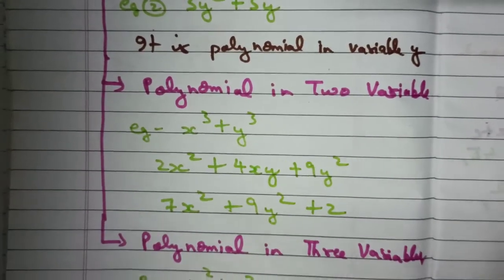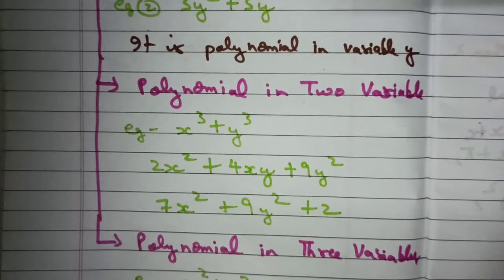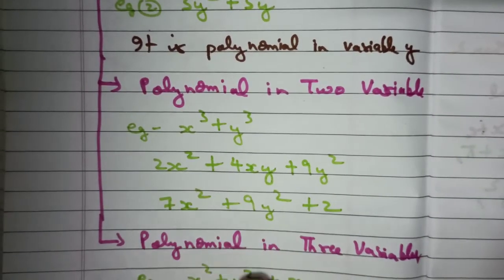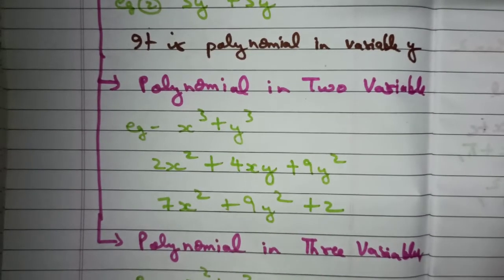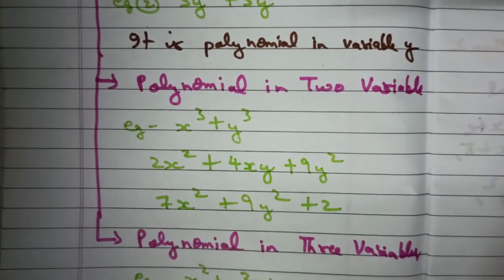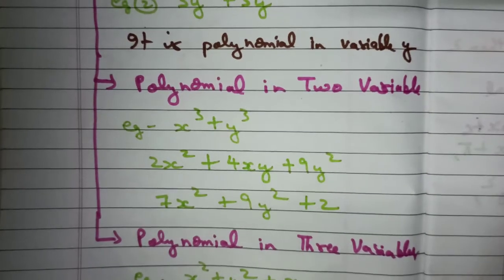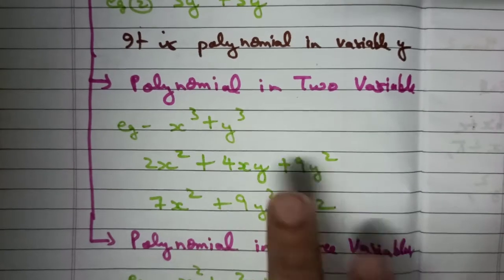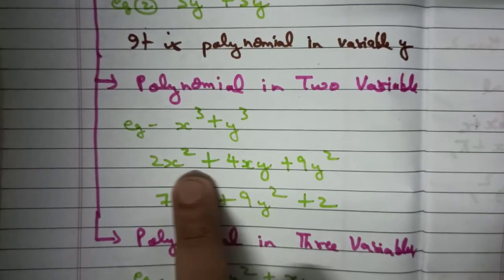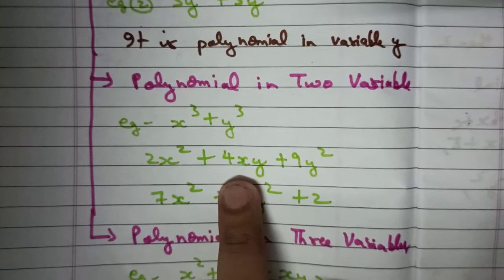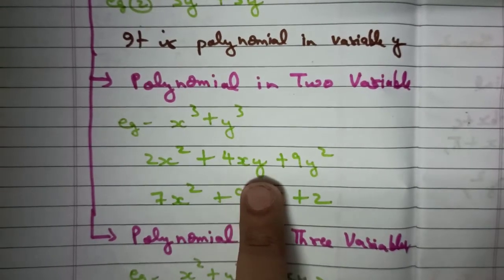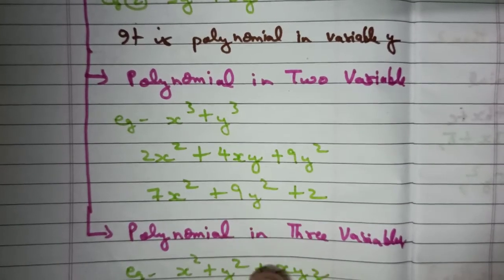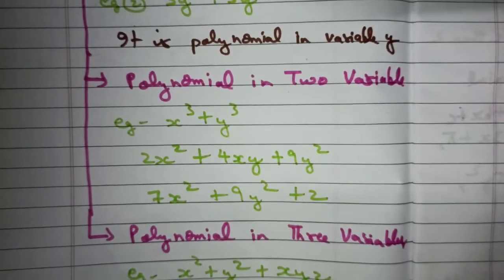Now, second type, polynomial in two variables. If we have more than one variable, like in the first example, x cube plus y cube, there are two variables, x and y. Similarly, 2x square plus 4xy plus 9y square, there are two variables, x and y. In 2x square the variable is x, in 4xy the variables are x and y, and in y square the variable is y. So we are having two variables. So this is an example of polynomial in two variables.